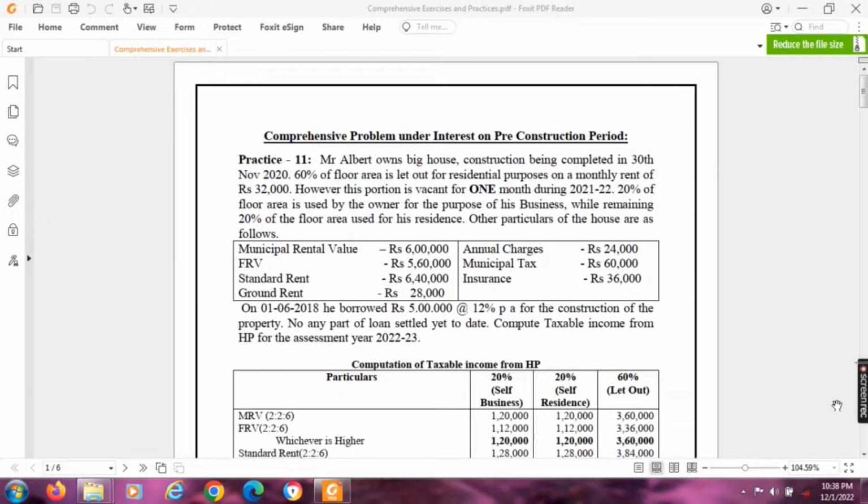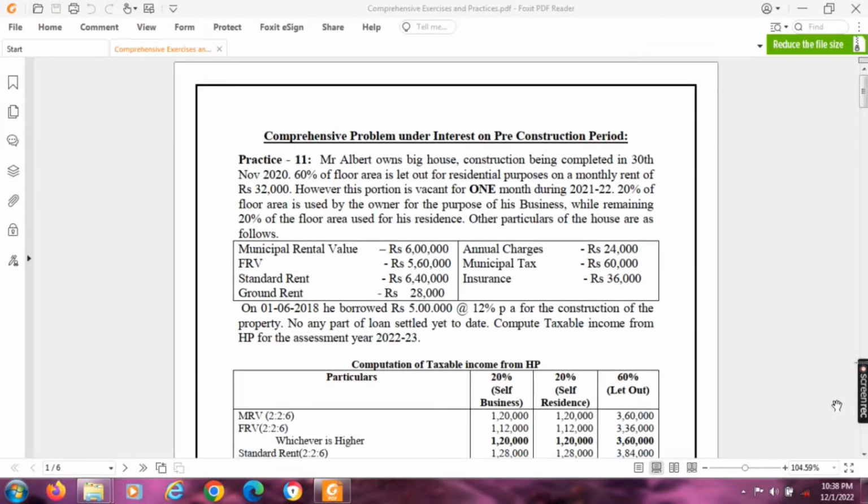Comprehensive problem under interest on pre-construction period. Let me go for practice 11. Mr. Albert owns a big house. Construction was completed on 30th November 2020. That is the date of completion of construction. So the year of completion of construction will be 2021.